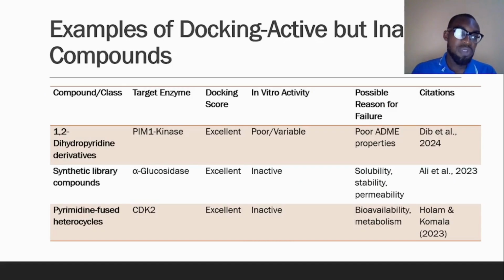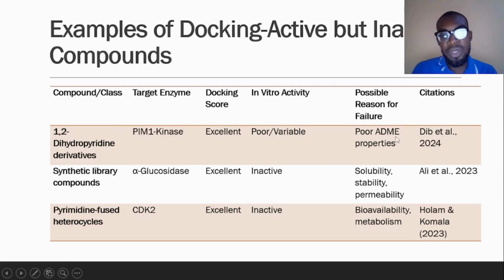Now, I want to give you some examples of molecules that were found to be very active when they were docked, but when the experiment was carried out in vitro, they were found to be inactive. So we have a case reported by Dib et al. in 2024 where he had 1,2-dihydropyridine derivatives. They showed excellent docking scores, but their in vitro activity was quite poor.